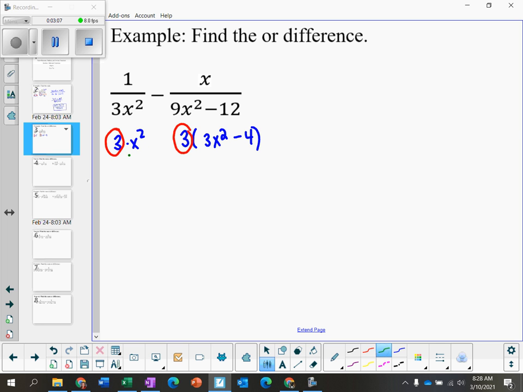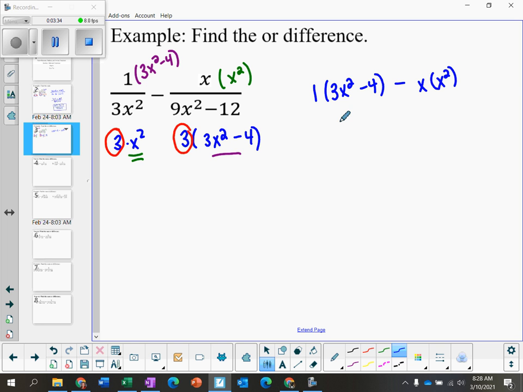And then this side had an x squared. So this fraction will be multiplied by x squared. And this side had 3x squared minus 4. So this will be multiplied by 3x squared minus 4. So we're going to do 1 times 3x squared minus 4 minus x times x squared, all over the thing in common, which was 3 times x squared times 3x squared minus 4.